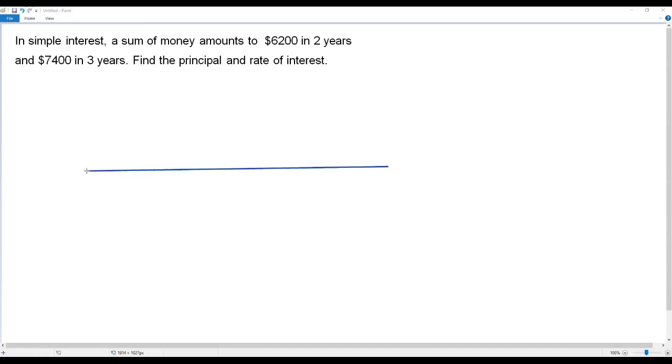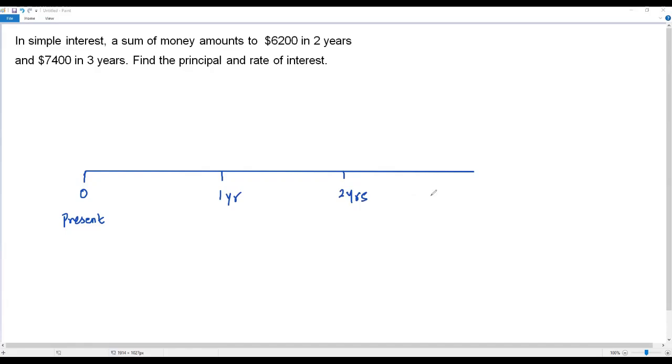Okay, first let me draw a line. On this line, I mark the point 0. The 0 represents the present today. And this is 1 year, and here we have 2 years, and here we have 3 years.